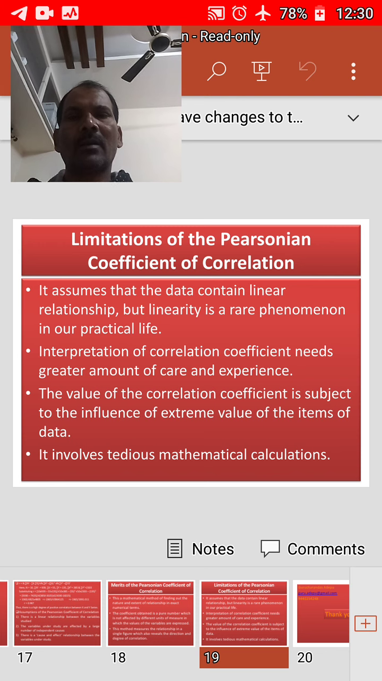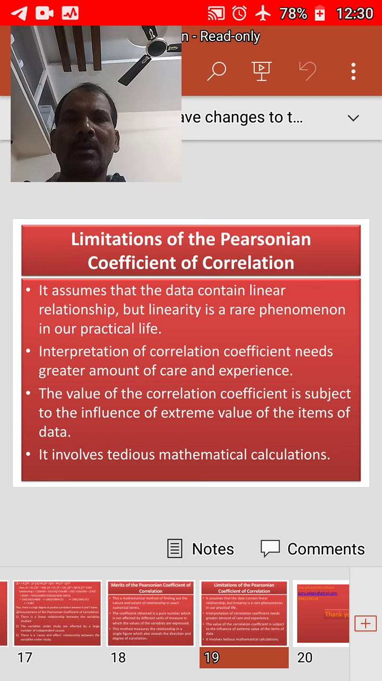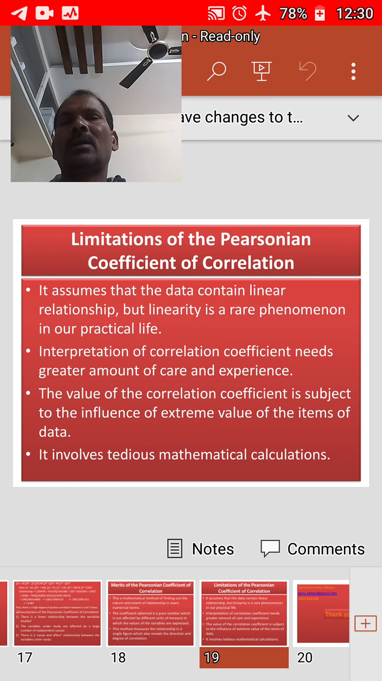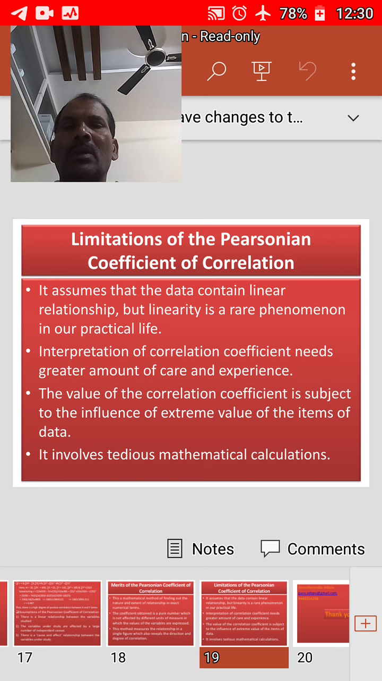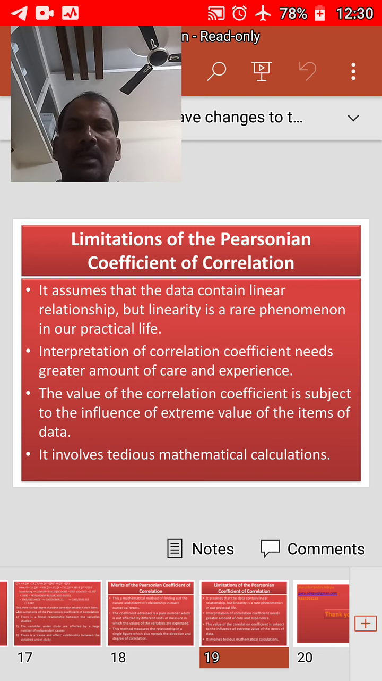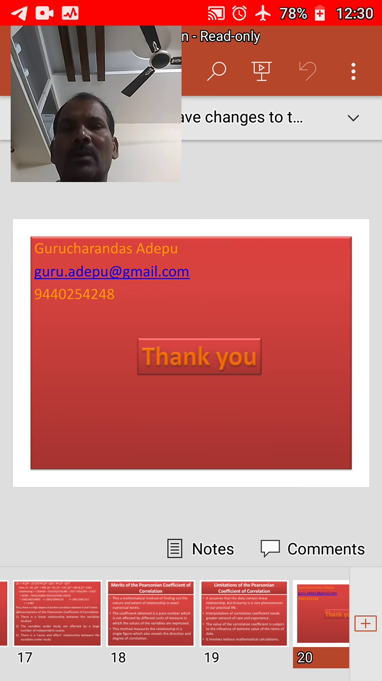As we discussed earlier regarding the scatter diagram and graphic method, people who do not have command over mathematics can understand and do correlation problems with the help of the scatter diagram and graphical method, but it is not an easy task for them to use the Karl Pearson coefficient. Yes, with this we conclude the topic.